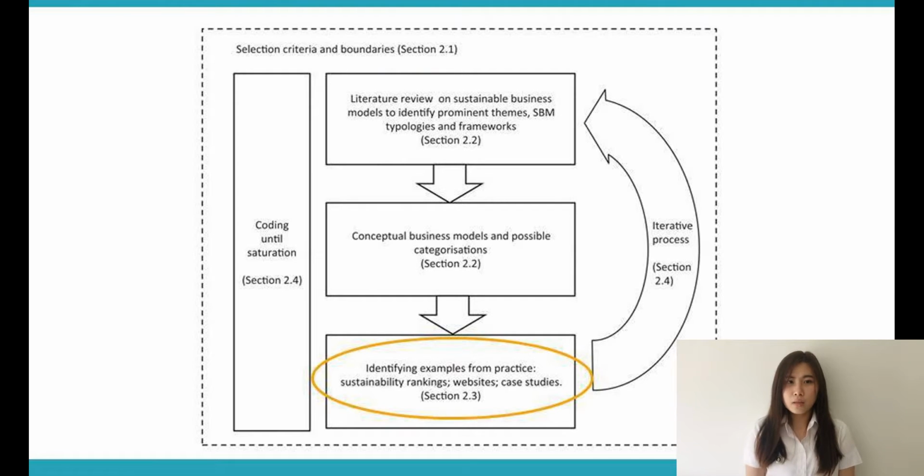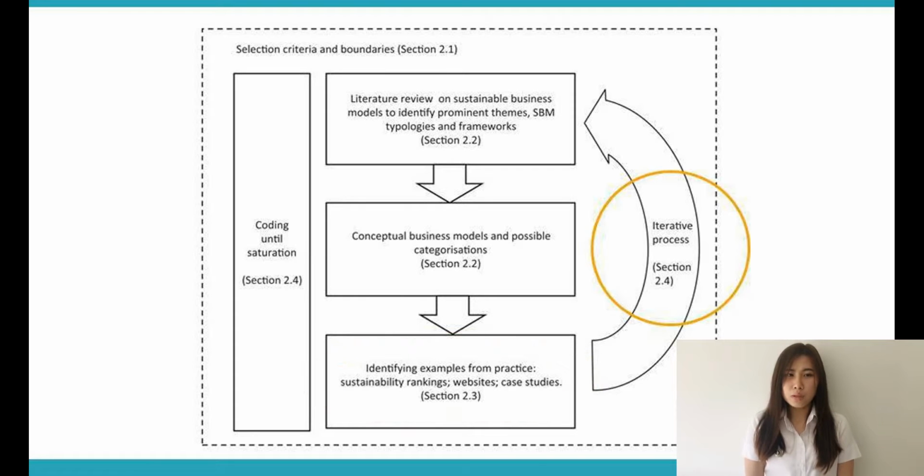To identify sustainable business models developed in practice, a review of secondary literature on practice was conducted. Industrial practice in sustainable business model development was investigated by exploring sustainability rankings, websites, and case studies, and then an iterative process.